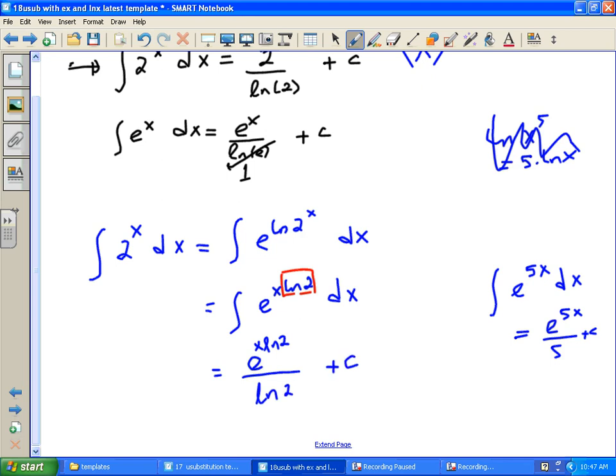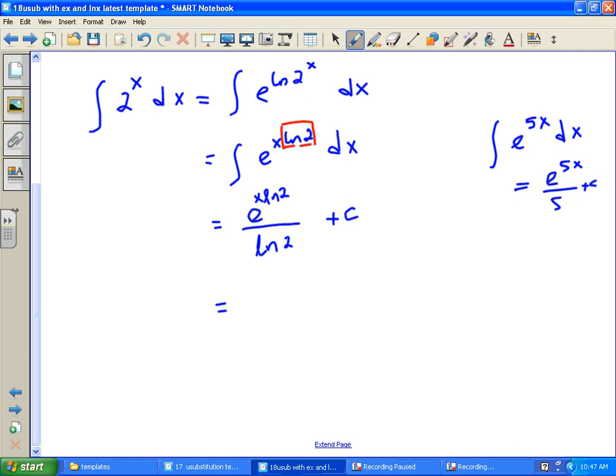And if you don't see this as the answer I gave you earlier, put the x back in the power. So you have e to the ln of 2 to the x. And what was e to the ln of 2 to the x? That's the same as 2 to the x, right? Because e to the ln cancels, and you do indeed end up with 2 to the x divided by ln 2 plus c.